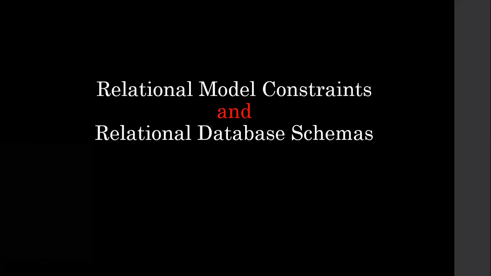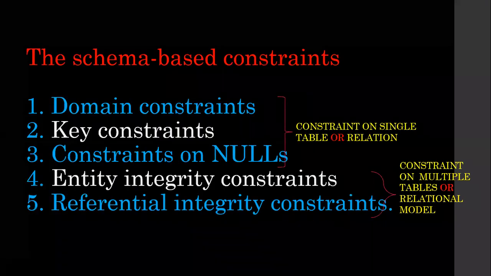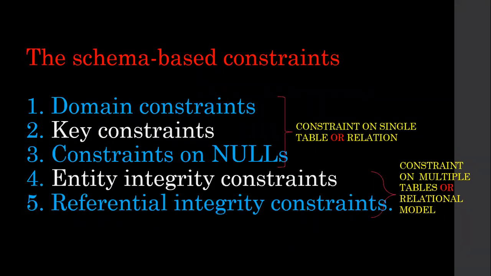In my previous session, I discussed the relational model constraints, the three main categories. In those three categories, the second type was schema based constraints. And in this session, we will discuss the constraints related to schema, which are defined during data definition language. These schema based constraints are categorized in two cases.